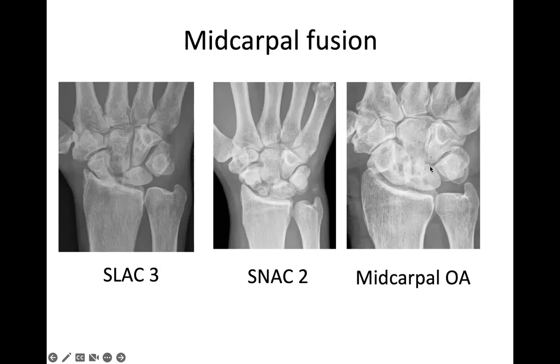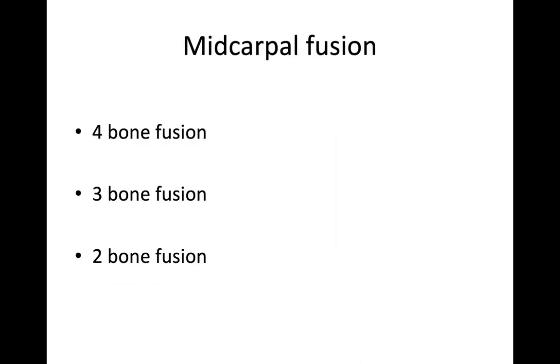And then this is midcarpal OA. You can see the midcarpal joint is really quite destroyed, but the radiocarpal joint is maintained. So if you took away the scaphoid and fused the lunate to the capitate and those 4 bones there, or 3 bones, then they would do well. So you can do a 4-bone, a 3-bone, or a 2-bone fusion.